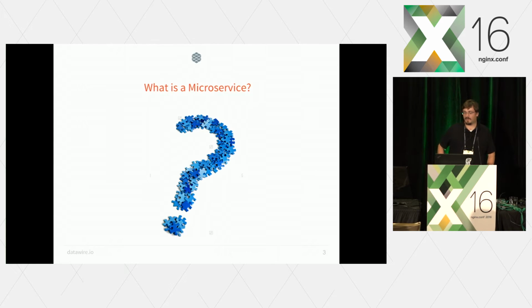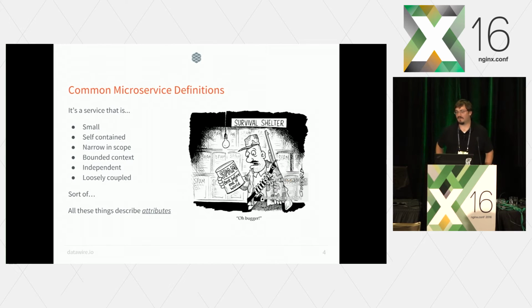So I think it helps to start any conversation about microservices by giving a little information about what a microservice is. It's a big buzzword these days. You often hear people describe the attributes of a microservice: it's small, self-contained, narrow in scope, has bounded contexts, is independent, loosely coupled. These are all properties of really good, well-designed microservices. But when they've given you this definition, they actually haven't told you what a microservice is.